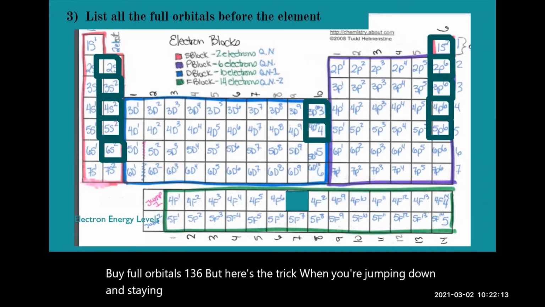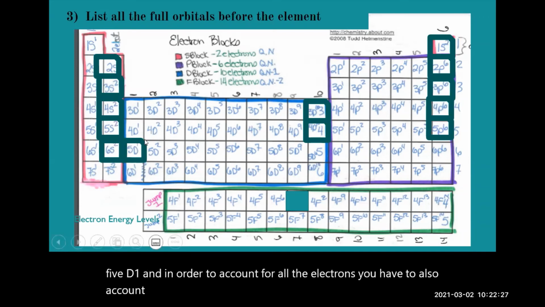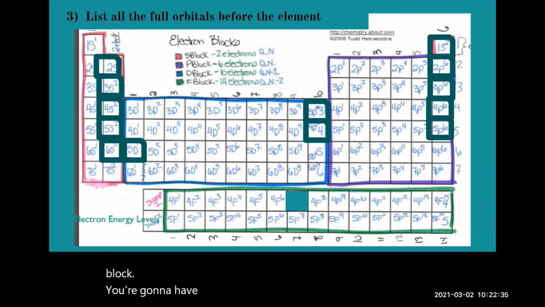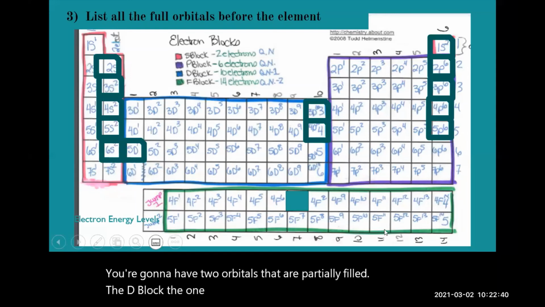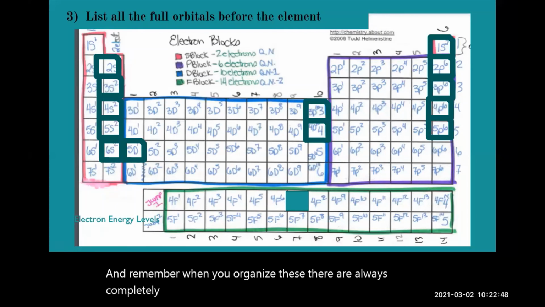The trick is staying in the F block. You jump down after 5d1. And in order to account for all the electrons, you have to also account for 5d1. So when you jump down and stay in the F block, you're going to have 2 orbitals that are partially filled: the D block, with the 1 electron before you jump down, and then the F block. And remember, when you organize these, they're always organized not by row number, but by quantum number, and that is the number out front.